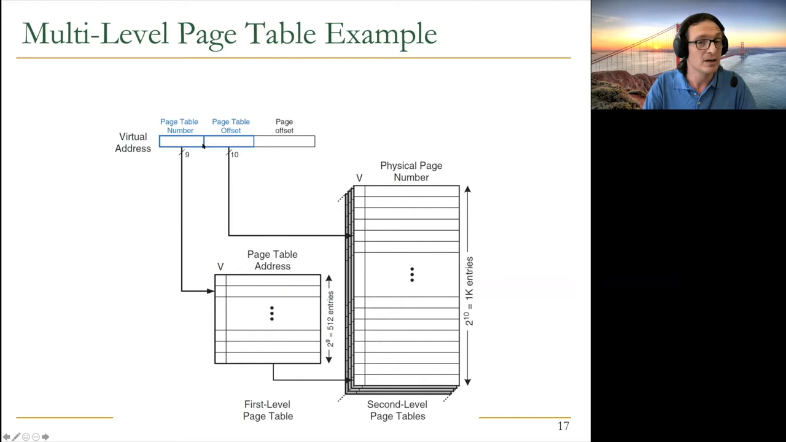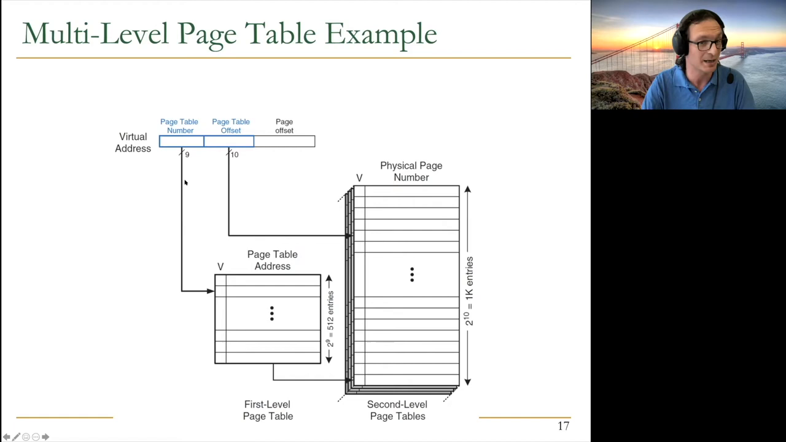So if you look at the first level page table, it's 2 to the 9, 512 entries. And each of them points to a page table that contains 2 to the 10 or 1K entries. Essentially, this is a hierarchy of page tables you have right now. The real page table is actually here, the second level page table. But to be able to access the second level page table, you need to go through another level of indirection, so that you can actually get the page table entry you're looking for that corresponds to the full virtual page number.